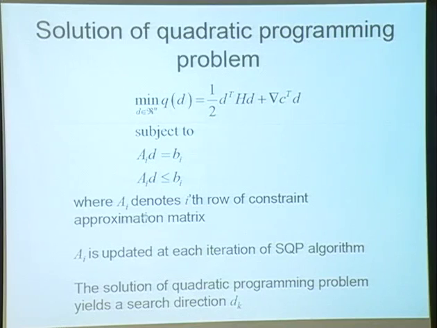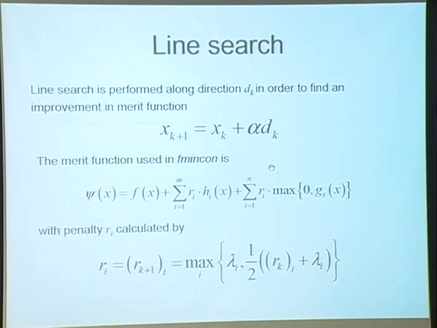So basically A is updated each iteration, and the solution of this problem will give you a search direction dk, and you're going to search along this direction in the problem space to obtain your next point. So to perform the line search, you use this direction along with a step size alpha, and whatever you multiply this direction with will be your step length.